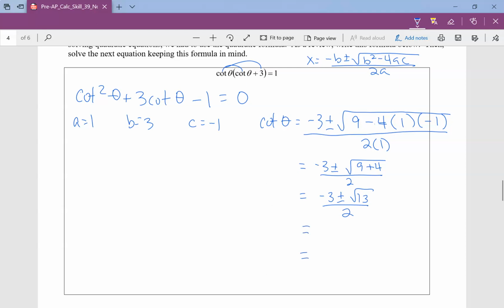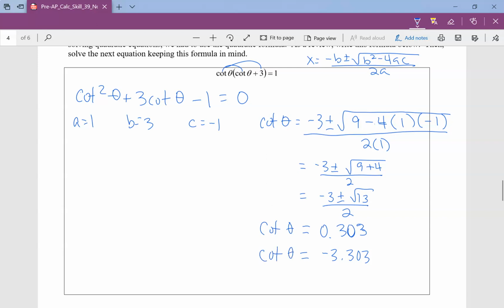Alright, so that's going to give us 2 solutions. I'm going to use my calculator and do negative 3 plus square root of 13. And then divide that by 2. We're going to get 0.303. And then I'm going to do negative 3 minus square root of 13. Divided by 2, and I get negative 3.303. So that means cotangent theta equals each of those.